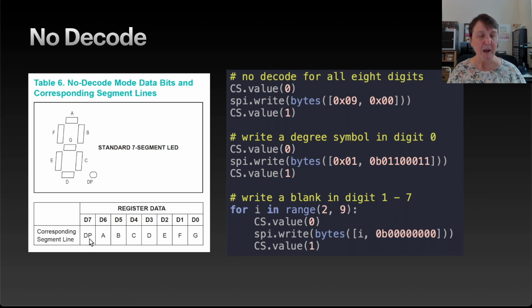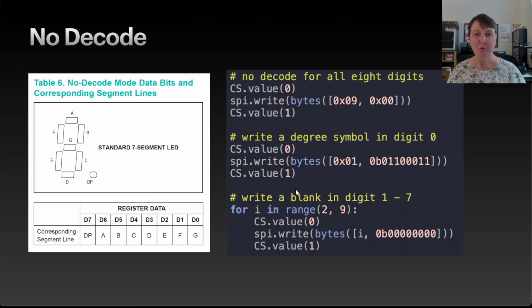And this is the format of the data. So the decimal point comes first, then segment A, all the way up to segment G. So if I wanted to make a degree symbol in digit 0, I would send in the address for digit 0, that's 1. And then I tend to use binary for this when I'm laying this out, because it's a little simpler for me to say, oh, I want A and B on, and then F and G on, and everything else off. So that would send in a degree symbol.